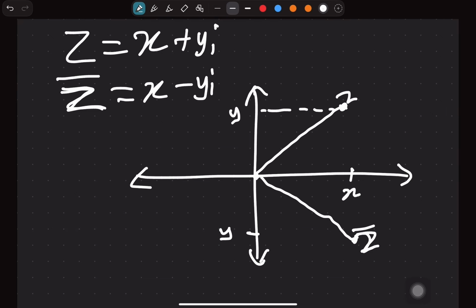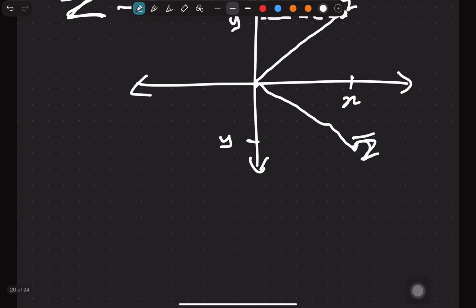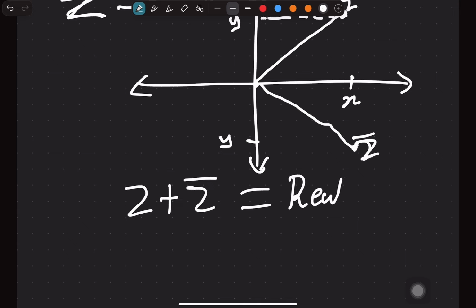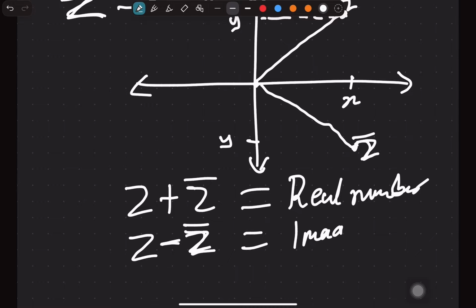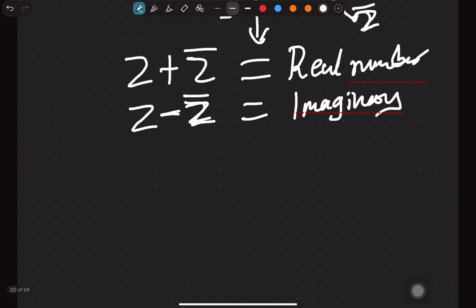And what should you expect when you add a complex number and its conjugate? Then you should get a real number. And when you subtract a complex number and its conjugate, then you should be getting an imaginary number. So in the case of x plus yi, the complex conjugate is going to be x minus yi.